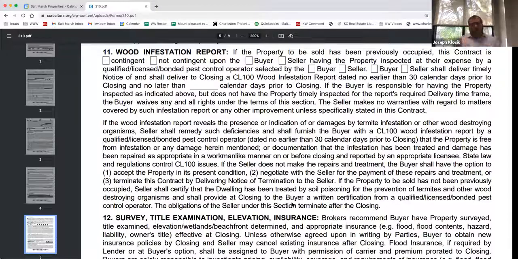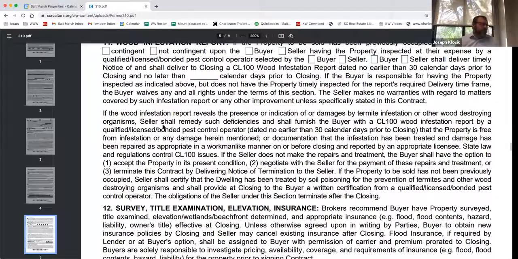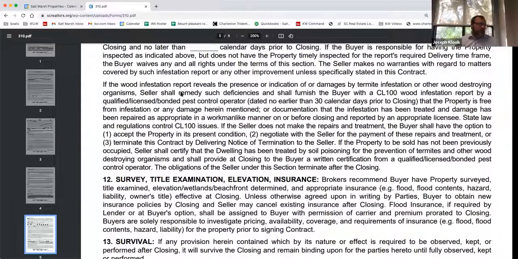Basically, this next paragraph that's on here talks about what I said. It's the three options that you have. The seller shall remedy any deficiencies, have all this done. In the event they don't do that, the buyer can either accept the property in its present condition, negotiate with the seller for payment of these repairs, or terminate the contract by delivering notice to the seller.